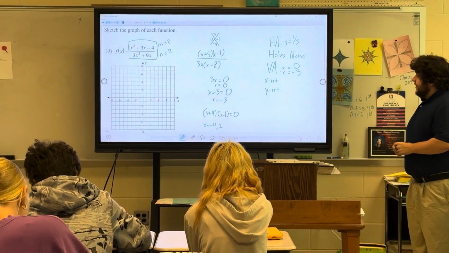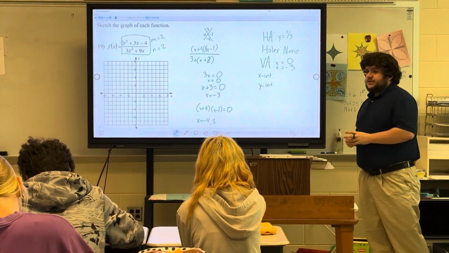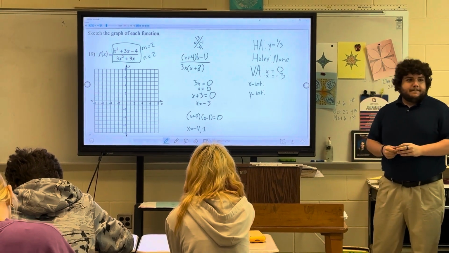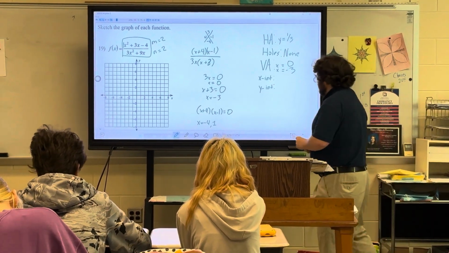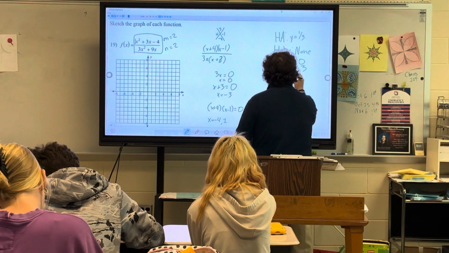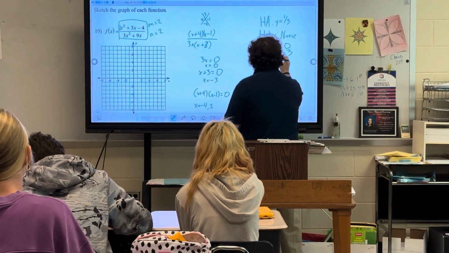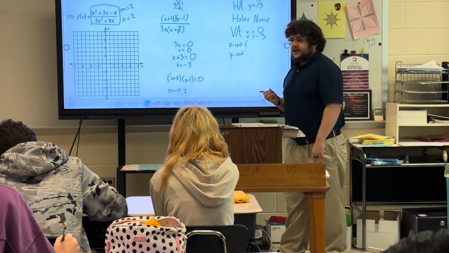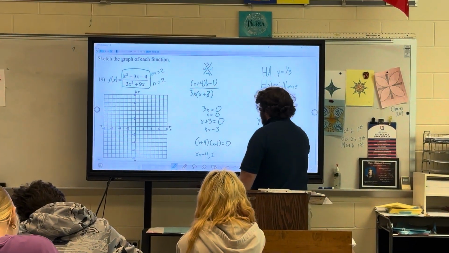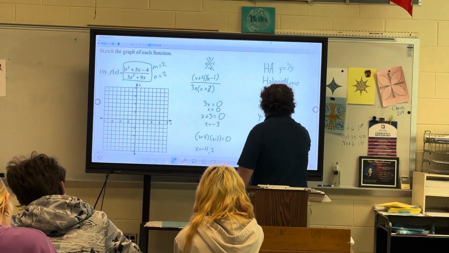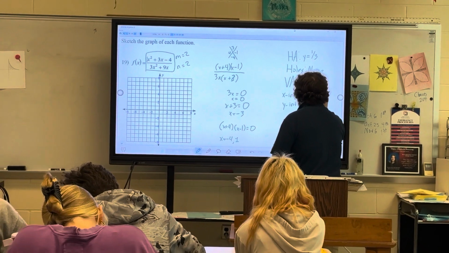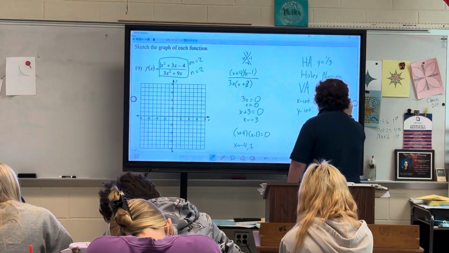Now do either of these fall in any holes or asymptotes or anything? No, okay, good. So that means we can use them. So x-intercept. Remember, these need to be written as ordered pairs, because these are points. We have negative 4, 0, and we have 1, 0.